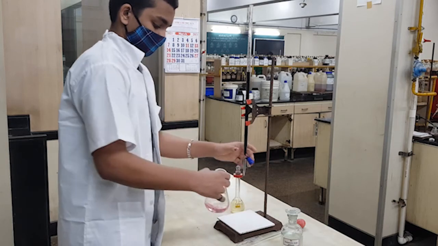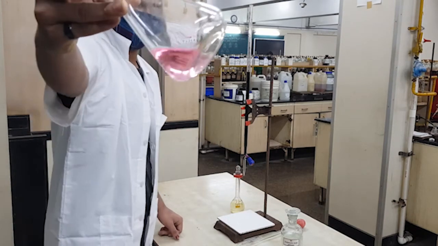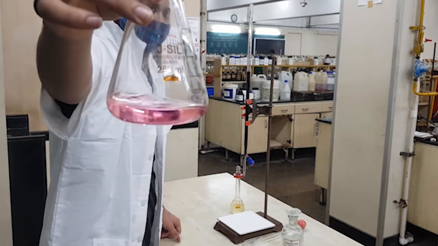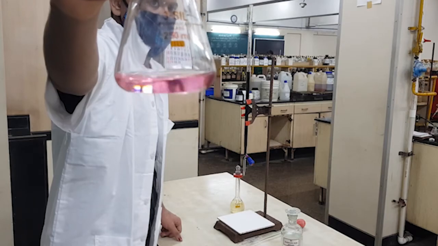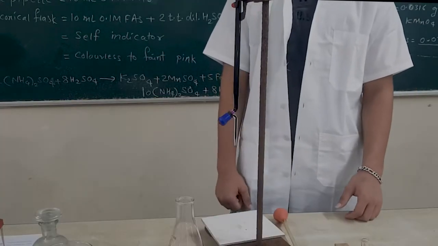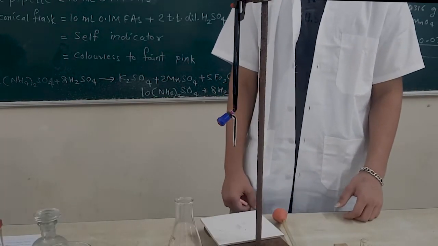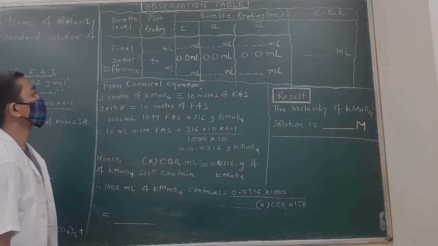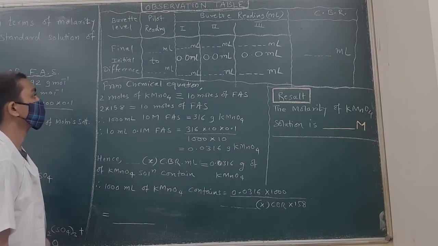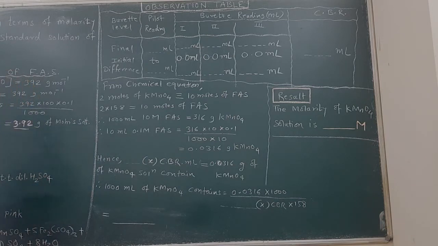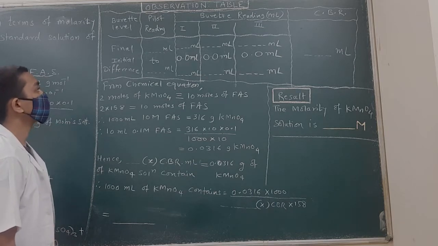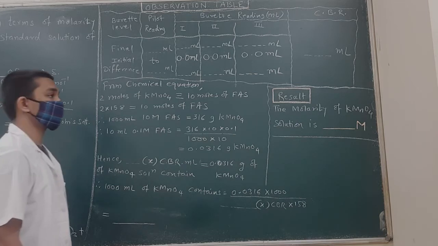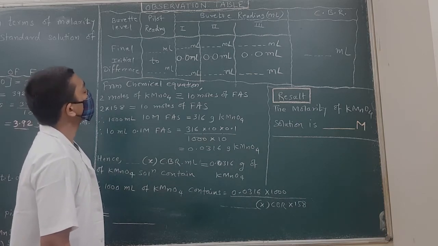Our reading here is 10.2. So our pilot reading for this particular experiment is 10 to 11 ml. Now similarly, we have to take 4 readings, and from those 4 readings, the 3 same readings we are going to enter into the observation table. For this experiment, a student has already taken 4 readings, and from those 4 readings, the student got 3 readings as 10.2. Now we are going to enter this reading into the observation table. So our reading is 10.2.